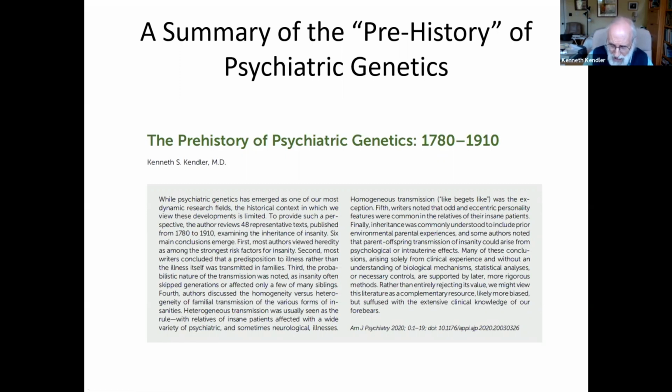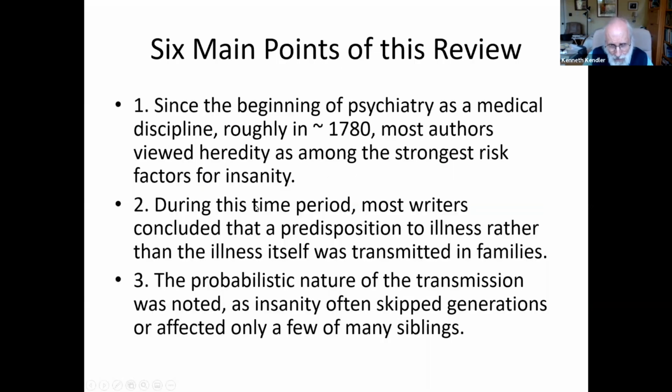Nearly all of those textbooks had sections on the etiology of mental illness, or actually they more frequently called it insanity. And in that section, they almost always made some comments about the importance of genetics in the etiology of insanity. So here is a review of the main points of that review itself. First, since the beginning of psychiatry as a medical discipline, roughly around 1780, most expert authors who were textbook writers viewed heredity as among the strongest risk factors for insanity.